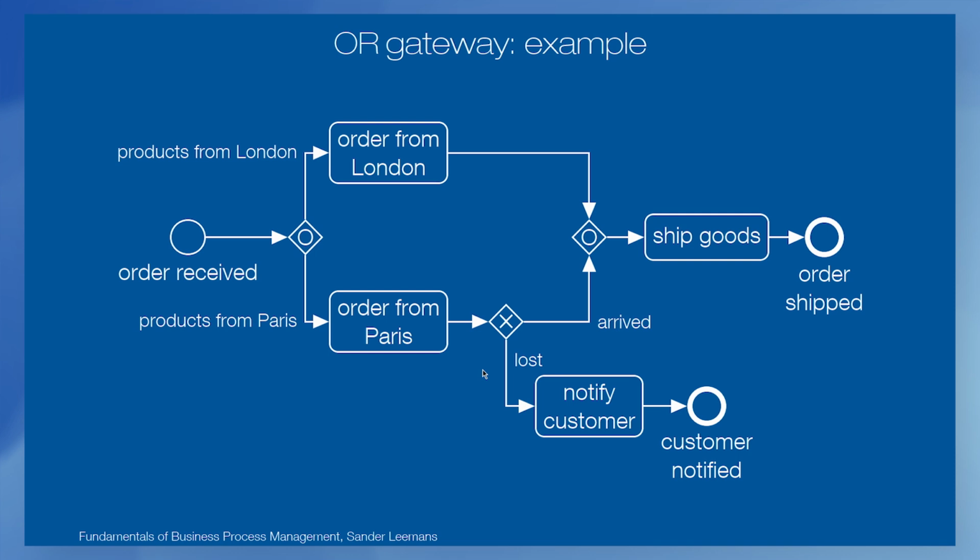Let's look at another example. Here we have a process model showing that we can receive orders and then back order either from London or from Paris. When the order from Paris gets lost, then we notify the customer, and if there are goods to ship, then we ship these goods. So let's look at an example.